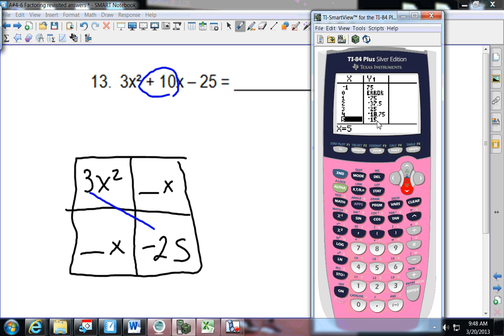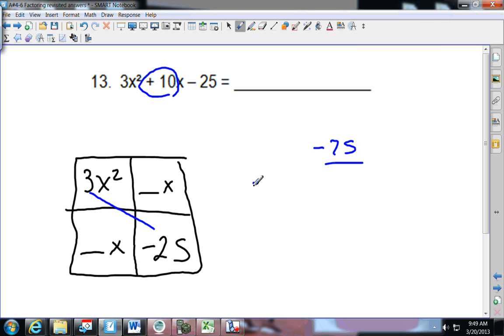Oh, what about this one? 5. You do have to go opposite because this is 5 and negative 15. That gives you a negative 10. So whenever you get the right number, but one's positive instead of negative, go the other way and look. Here, negative 5 and 15, if you add that together, it gives you a positive 10. So I get negative 5 and 15.